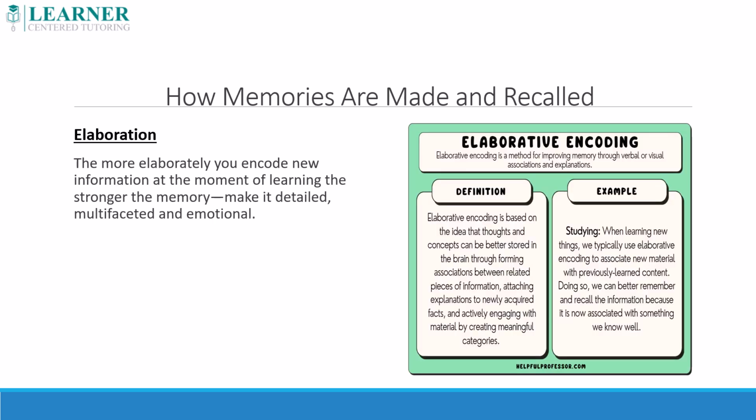The first is elaboration. Elaboration is the process of practicing and studying information in a variety of ways, such as flashcards, practical use problems, storytelling, illustration, etc. The more elaborately you encode new memories, the more neural connections are formed and the stronger the recall of the memory. When studying, make your practice detailed, multifaceted, and emotional. This will give you the best chance for successful recall when the information is needed, such as during an exam.